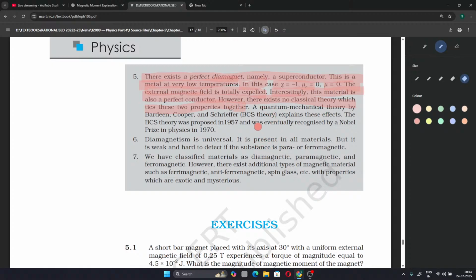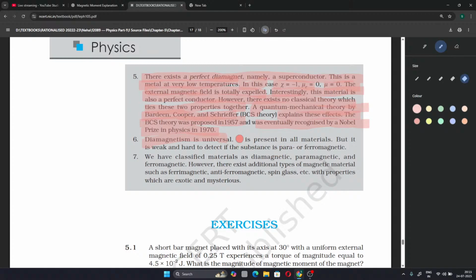A quantum mechanical theory by Bardeen, Cooper, and Schrieffer, the BCS theory, explains these effects. The BCS theory was proposed in 1957 and was eventually recognized by a Nobel Prize in Physics in 1972.